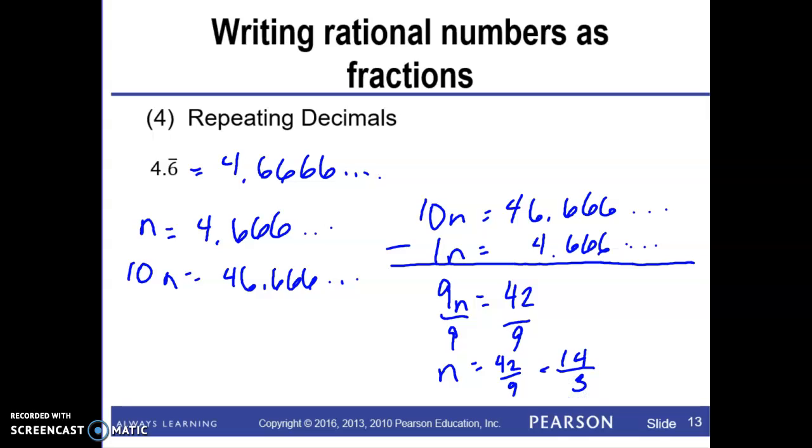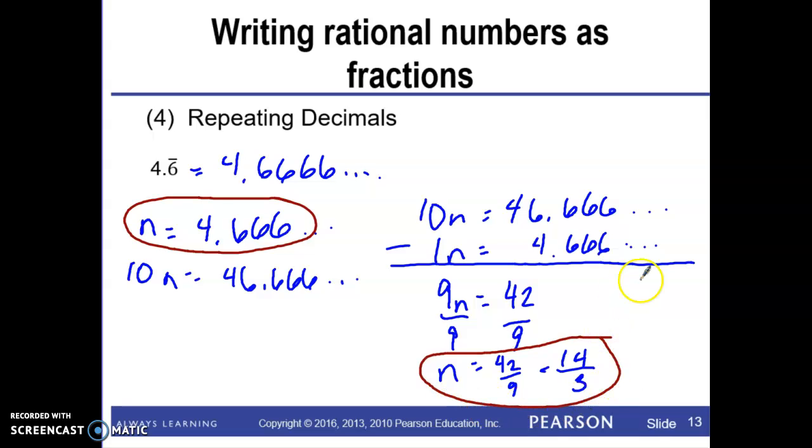So my original number I called n right here, and I have simplified down this number right here to be n as well, and n can only be one thing in the problem. So therefore, 4.6 repeating is the same thing as 14 over 3. I have changed this repeating decimal into a fraction, and using this subtraction process is what's going to help me be able to do that.